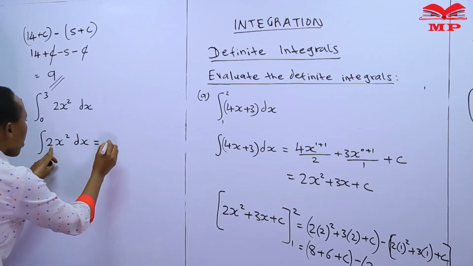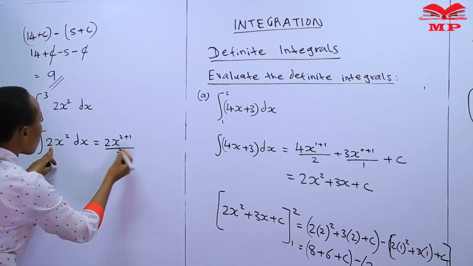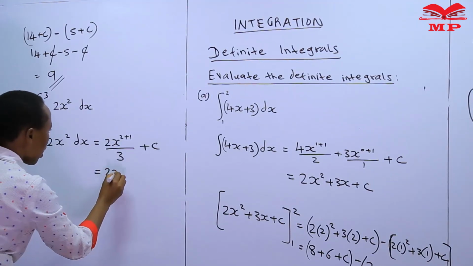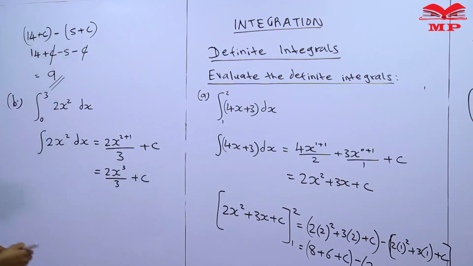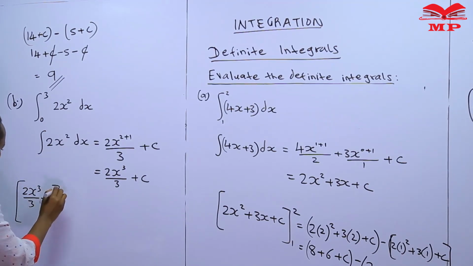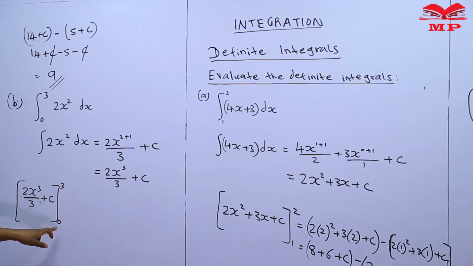Then we are going to include them later. So in this case, we are going to have 2x squared. We add 1 to the power. We divide by the new power, then plus the constant. So we'll have this as 2x raised to power 3 all over 3, then plus c. So now, after this, we need to include the limits. So we are finding simply 2x cubed all over 3 plus c, then the limits are from 0 to 3. So we solve when x is 0 and again when x is 3.